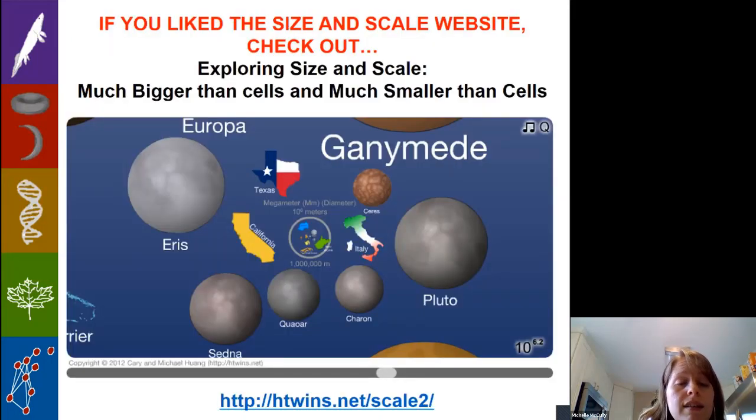If you liked the Size and Scale website, here's one that goes not only small, but also big. It goes all the way up to the cosmological scale. So that's kind of fun. You can check out this website too.